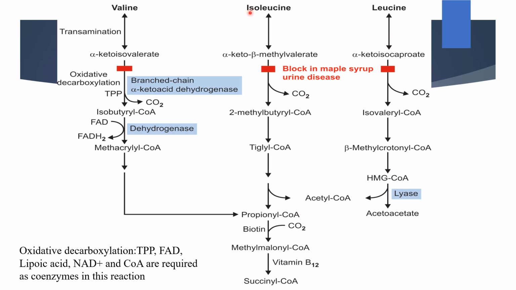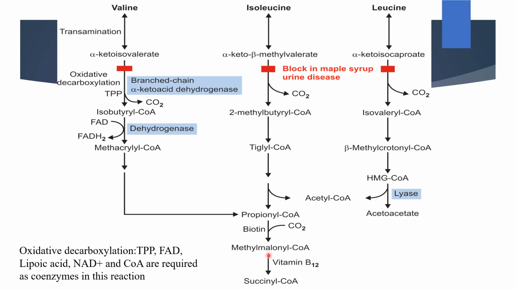Then isoleucine is converted to alpha keto beta methyl valerate after the transamination reaction, followed by oxidative decarboxylation, which happens with the loss of carbon dioxide, and there is a subsequent oxidation leading to the conversion to 2-methyl-butyryl coenzyme A, which converts into tiglyl coenzyme A, followed by conversion to propionyl coenzyme A with the loss of acetyl coenzyme A, and followed by conversion to methyl malonyl coenzyme A in the presence of biotin, and carbon dioxide is being added here.